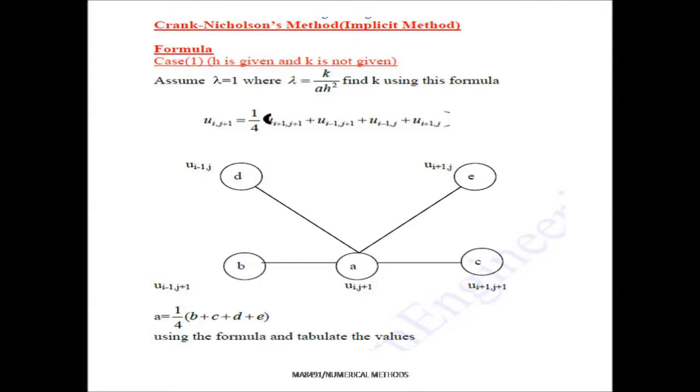See that to find our a, we are going to take the 4 terms which are near to our center value a. Take them in a clockwise direction. Start from b, d, e and c. So the average of these 4 values is your center point a. This is our case 1 formula.